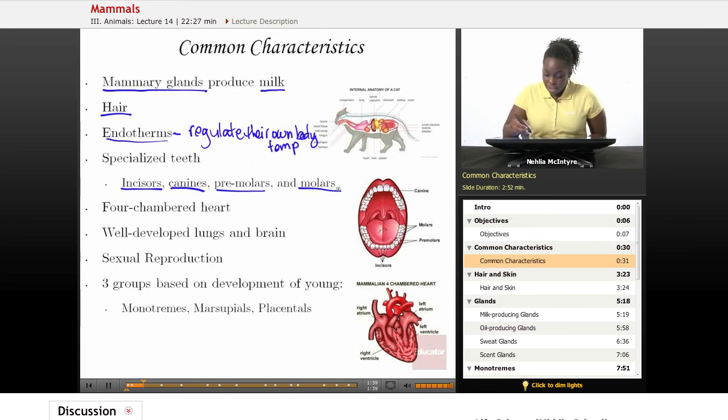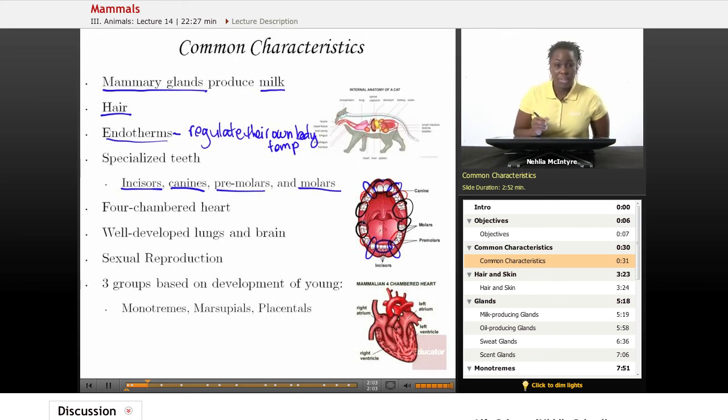Here's a better picture of the different teeth. We have the incisors, which are in the front, here and here. And then we have the canines, which are on the side of the incisors, here and here. And then we have our premolars. And then finally we have our molars, which are all the way in the back.